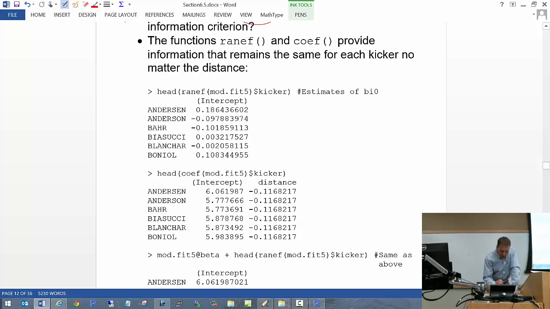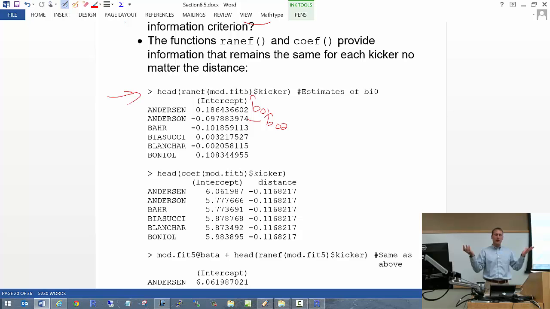So this is what R did. If I use the function ranef, for random effects, with my mod.fit5 and pull out just the kicker, here are my estimates for the B. So this would be B01 hat, this would be B02 hat, and so on for the place kickers. So if there was truly a place kicker effect, how could I find the best place kicker? Look for the largest B.